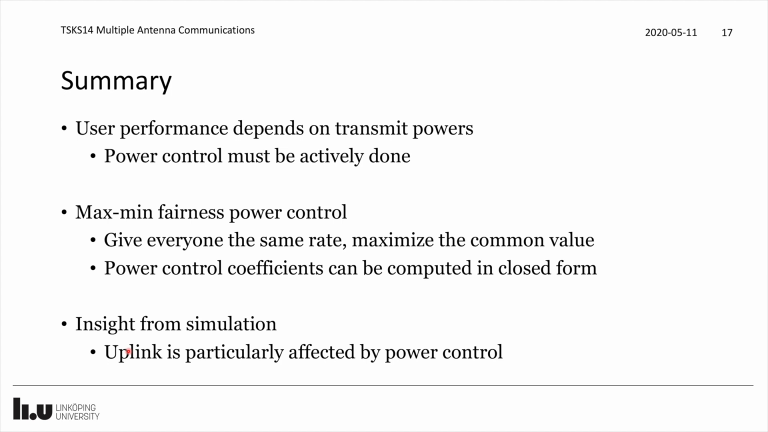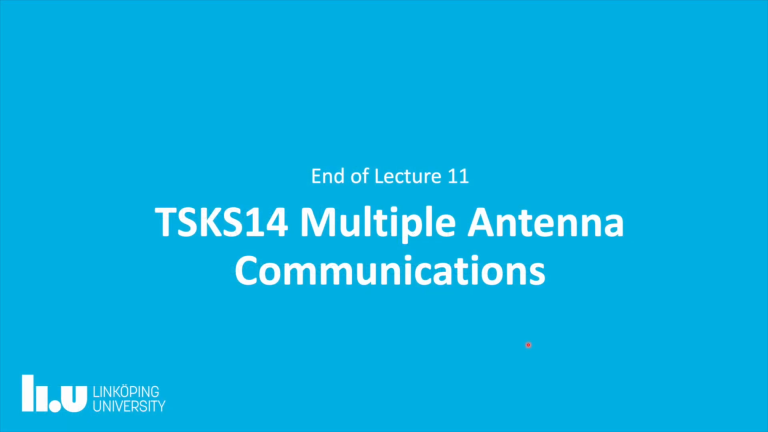In the downlink, we cannot divide the power very unequally between the different users, because that will create immense interference for those that are in the center of the cells. But we still can do better than an equal power allocation and achieve the maximum fairness power control if we are selecting our power control coefficients in the way that we were showing. So that's the end of lecture 11 in multiple antenna communications.